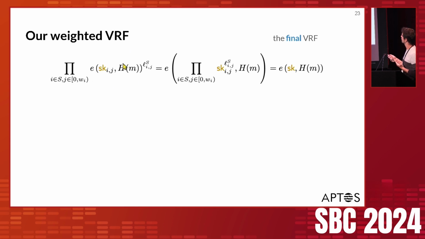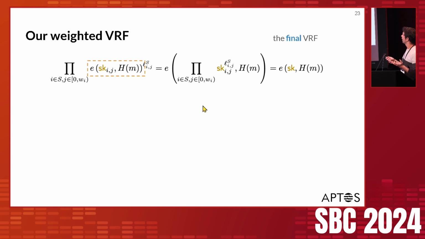And I'll get this equation here. And I can also pull out the exponent outside of the pairing once I move the product out. And here I want you to focus on this particular element. I'm going to call this a partial VRF evaluation. So if I have a bunch of these partial VRF evaluations for an eligible set S of validators, then I can compute the Lagrange coefficients and I can get my final VRF and I'm done.